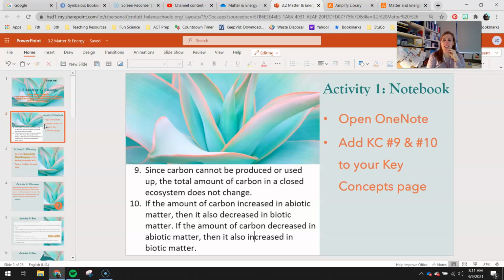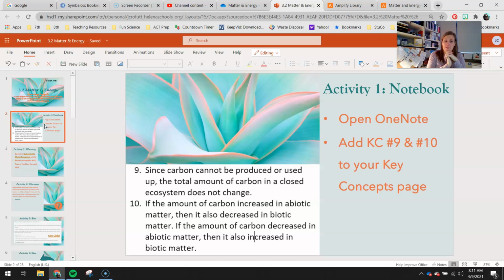This really focuses on the scientific law that matter cannot be created or destroyed. So we don't just have carbon appearing out of nowhere. It's got to come from somewhere. And we also don't have carbon disappearing into thin air. It's got to go somewhere. It doesn't just disappear.